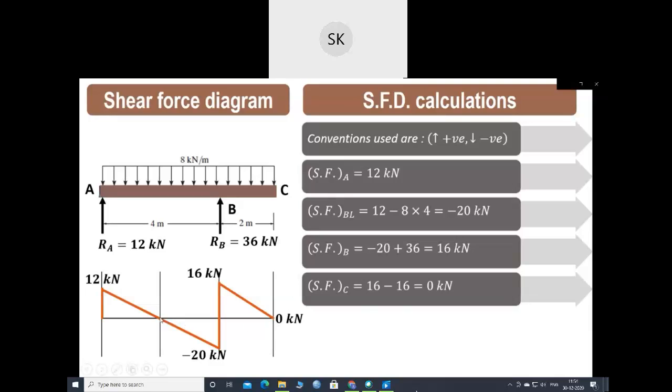Now this is the important point. This is the point of zero shear, and first we'll find out this particular point of zero shear. Now we'll consider the principle of similarity of the triangle. So this particular triangle is having base of x and height of 12, and this distance is 4, so this base will be 4 minus x, and height is of 20.